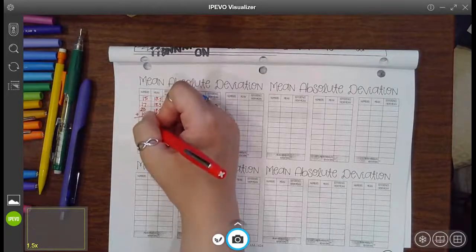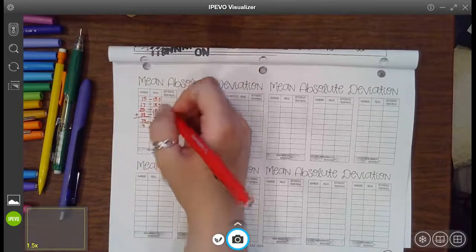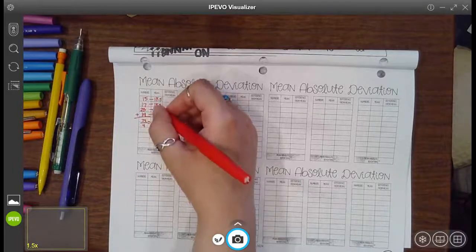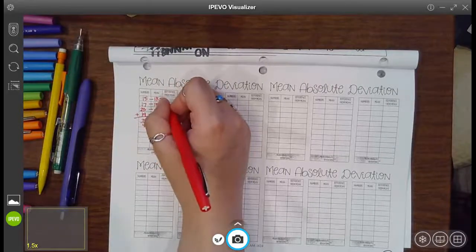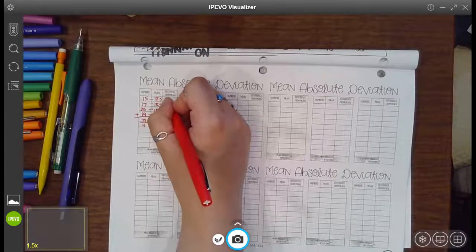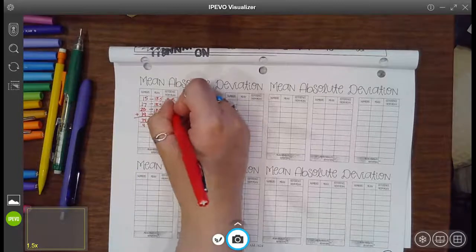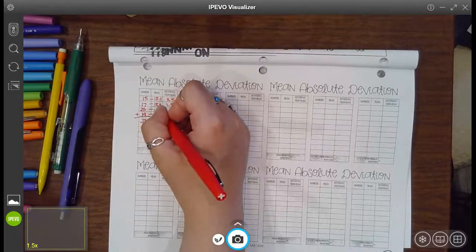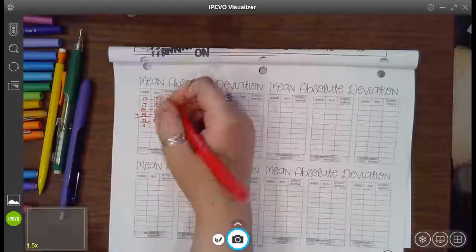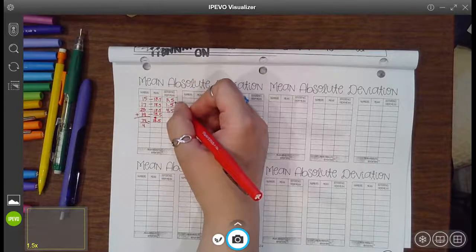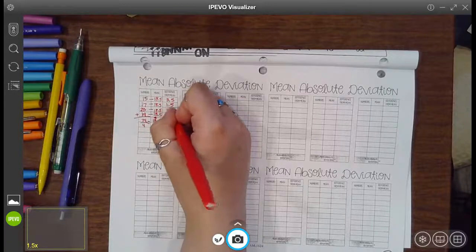You find it of the whole data set. Then you subtract each data value from the mean and find the distance between the mean and each data value. Then you're going to find the mean of those distances. So 18.5 minus 15 is 3.5. 18.5 minus 17 is 1.5. 18.5 minus 23 is negative 4.5, but technically it's positive 4.5. You're finding the absolute value of the distance between them, so these values are always going to be positive. And my last distance is 0.5.